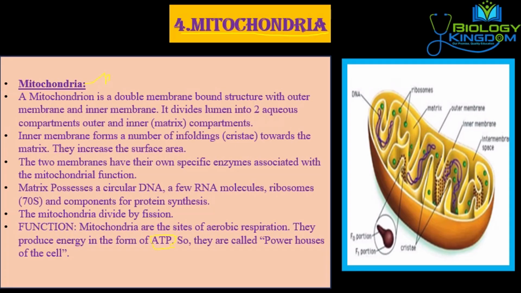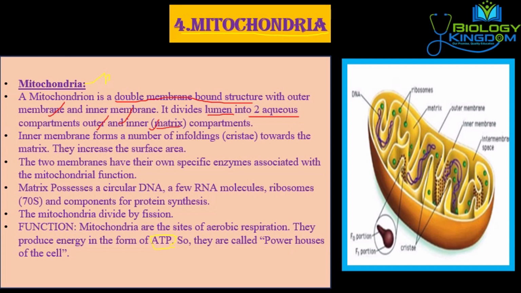So, about the mitochondria structure, it is nothing but a double layered membrane bound structure with an outer membrane and inner membrane. It divides the lumen, which is nothing but the empty space, into two aqueous compartments, that is outer and inner compartments. The inner one is known as the matrix.